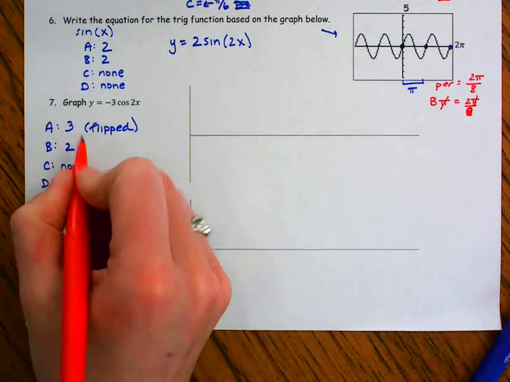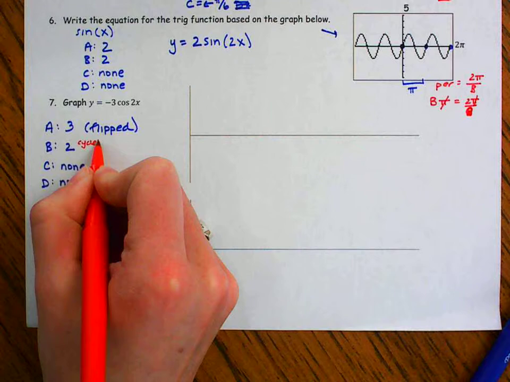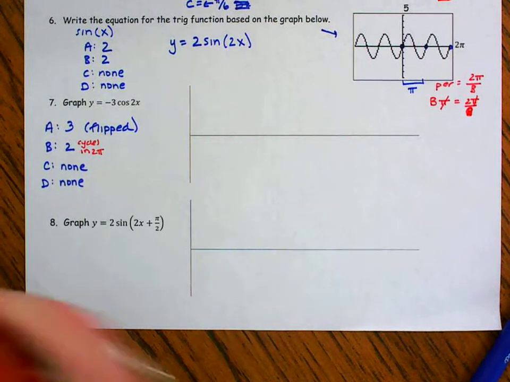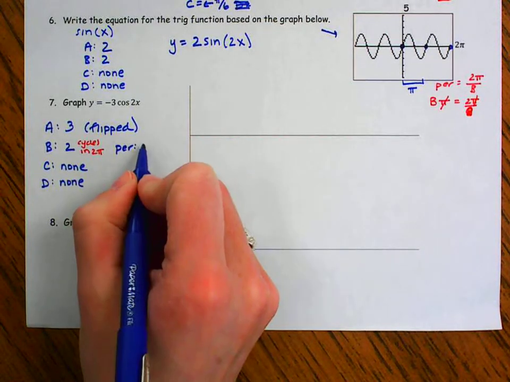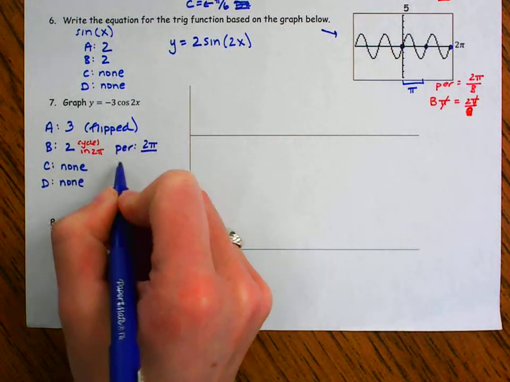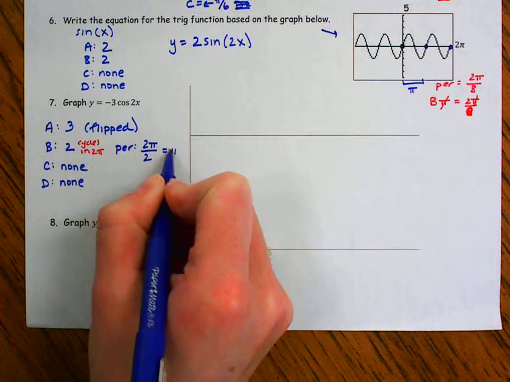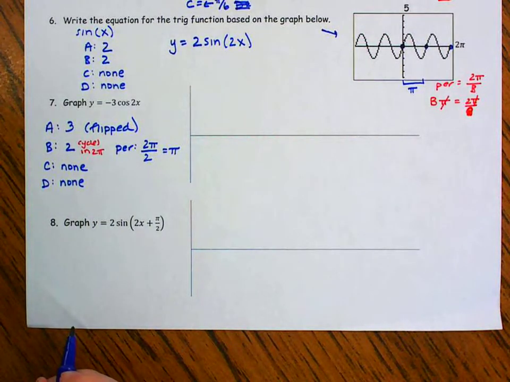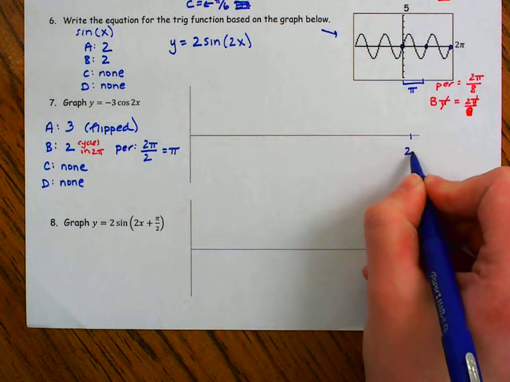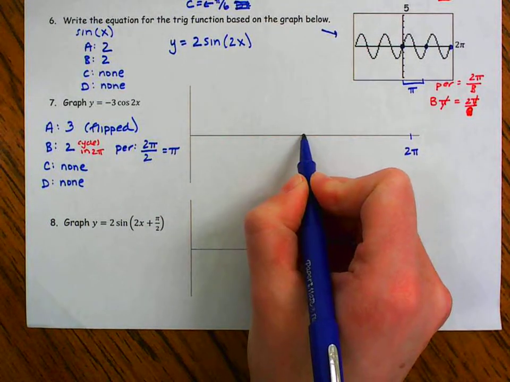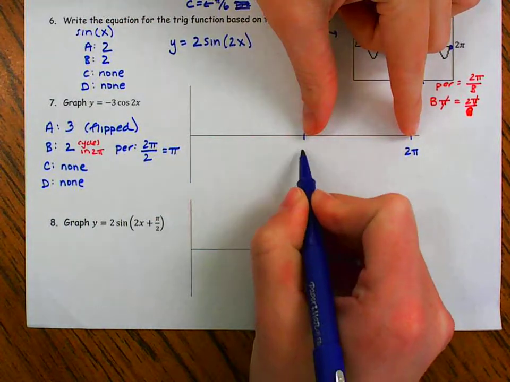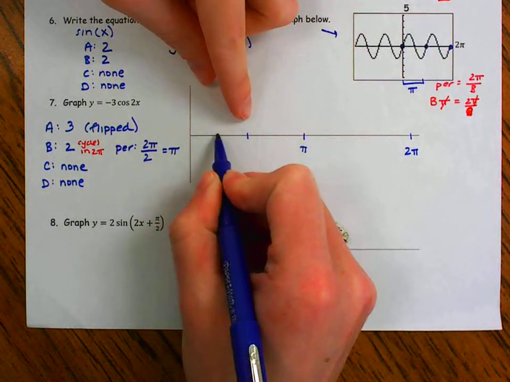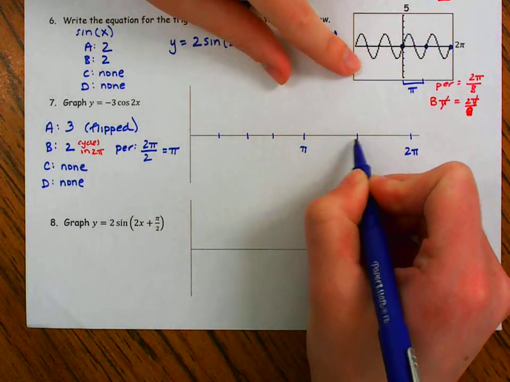That means that we have 2 cycles in 2 pi. So if I want the period, that's the length of 1 cycle, I need to do 2 pi divided by B. B is 2, so the length of 1 cycle is pi. So the first thing that I'm going to do is say I want to graph out to 2 pi, but there's going to be 2 full cycles in 2 pi. So I need all my key points here, and I need all my key points here.